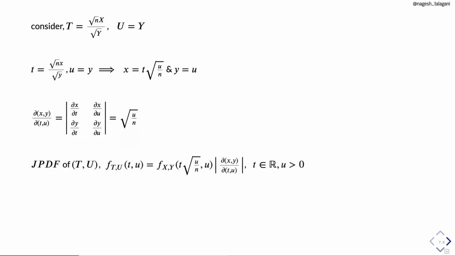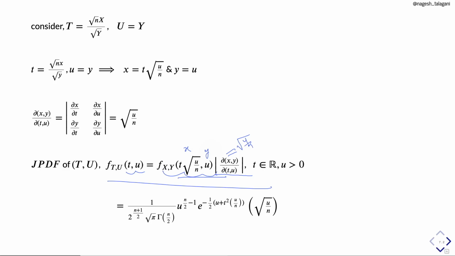Now the joint PDF of T, U in terms of the joint PDF of X, Y and the Jacobian of the transformation is this: f_TU of t, u equal to f_XY of t under root u by n, u times the modulus of the Jacobian. So the Jacobian of the transformation that we got is under root u by n. Now to see this, we substitute t under root u by n for x and u for y in the joint PDF of X, Y. So we will have this.